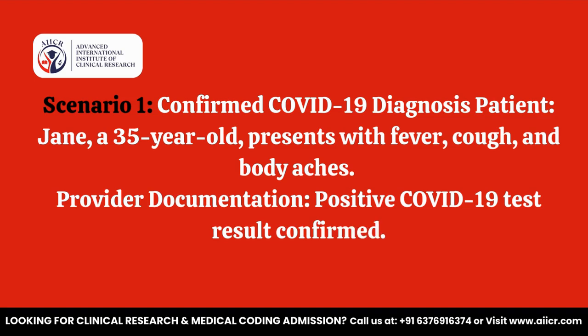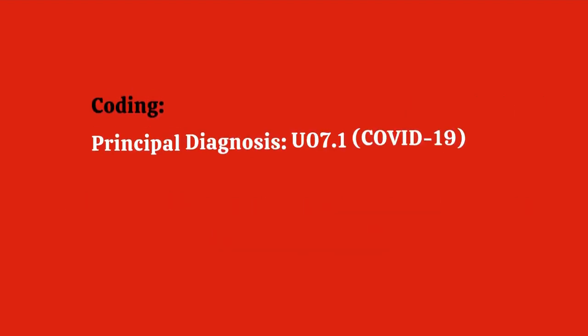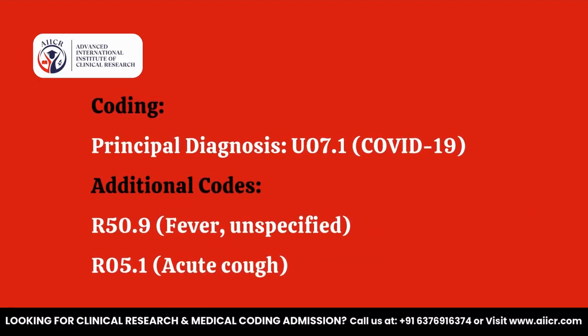So in this case, the ICD code that will be assigned is U07.1 for a confirmed COVID diagnosis, and as the ICD coding guidelines suggest, for COVID cases we need to assign symptom codes as well. So in this case, the additional codes will be for fever, R50.9, and recently developed cough, that is acute cough, R05.1.